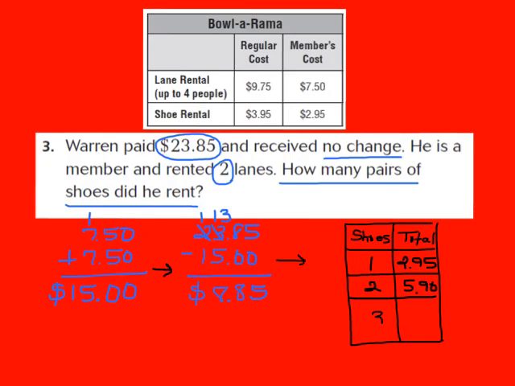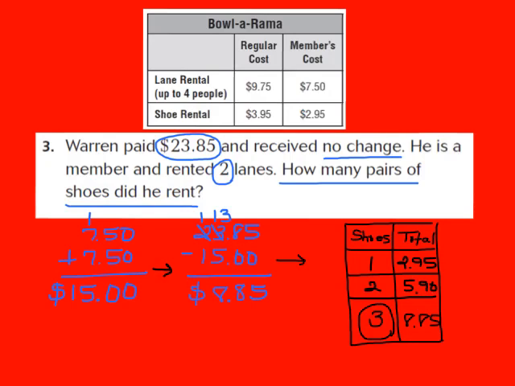Let's try 3 pairs of shoes. So what we're going to do is take this $5.90, and once again, add the $2.95 to that. Now, when I take $5.90 and add it to $2.95, it takes me to $8.85. And since I know that this $8.85 matches my $8.85 here, I know that I can stop. So what I see is that Warren can rent 3 pairs of shoes, and that's actually going to answer the question being asked.